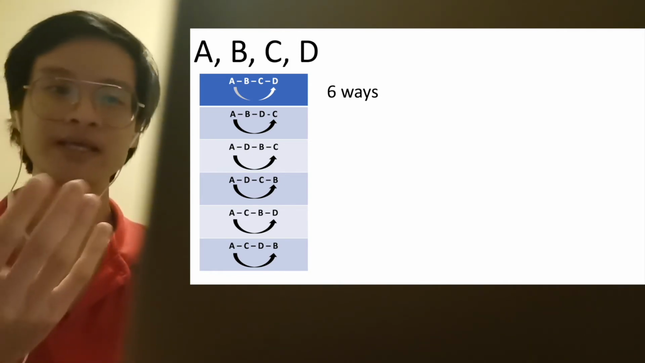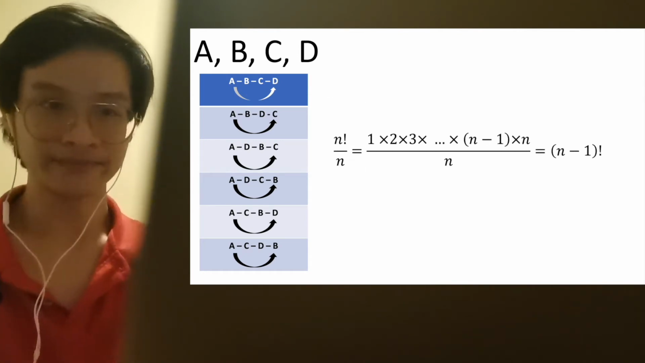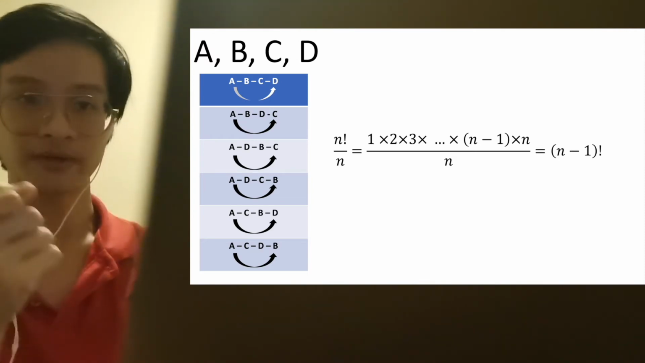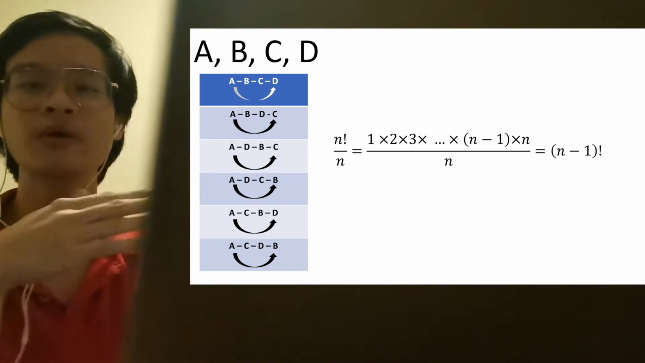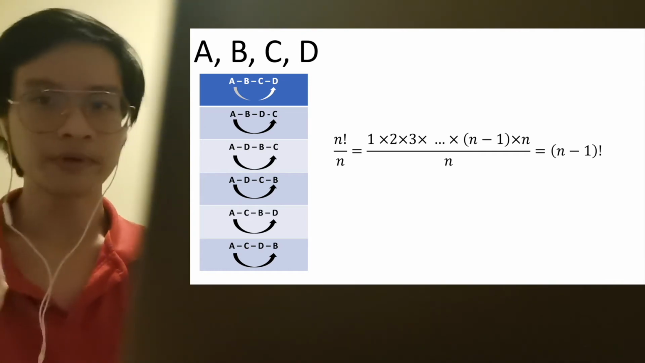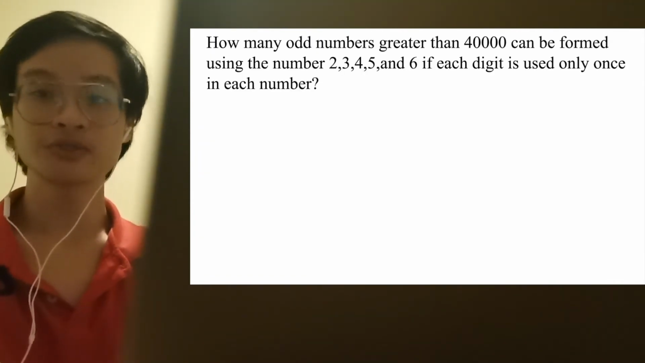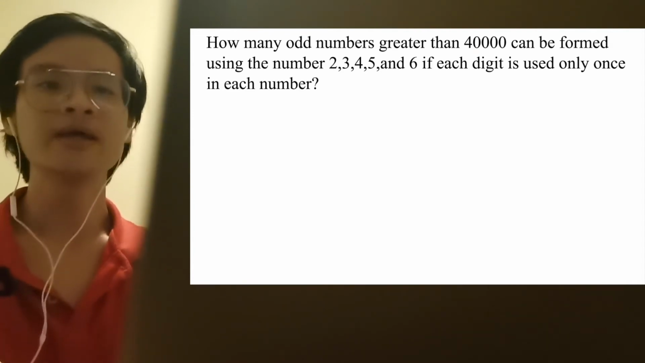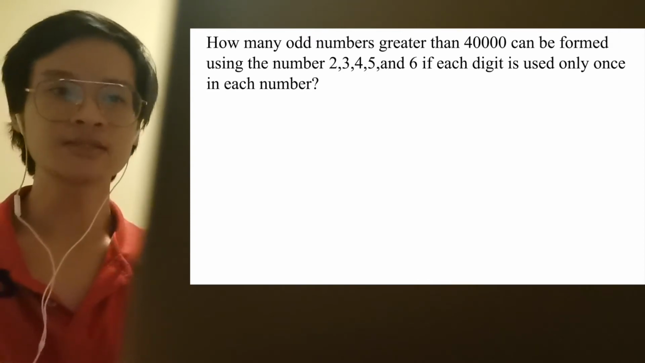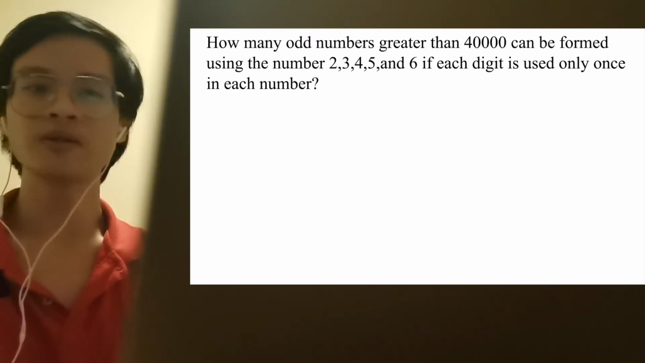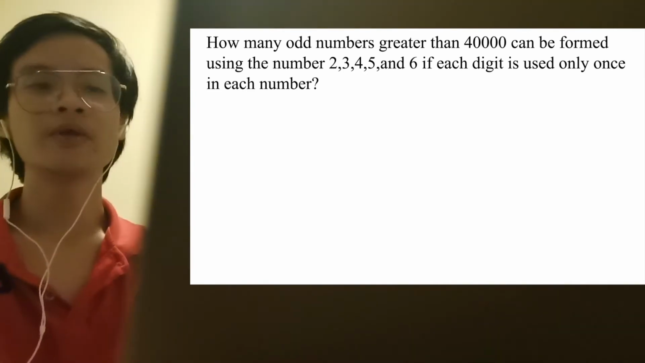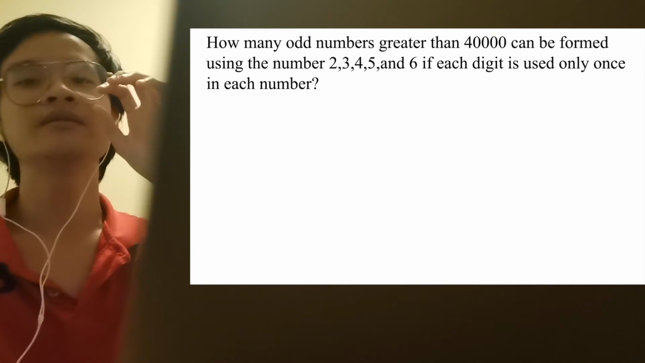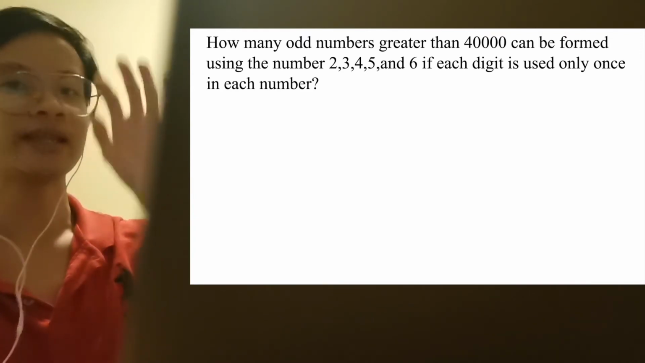By formula, it is n factorial over n. Then you expand them and cancel it out, hence (n minus 1) factorial. This only works when no other constraints are added, I assume. Now let's look at the 2 examples below. The first one: how many odd numbers greater than 40,000 can be formed using the numbers 2 to 6 if each digit is used only once in each number? Here I will break down all the available cases, find the number of arrangements of each case, and then add them all up.